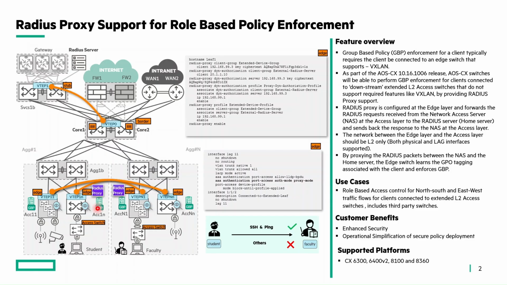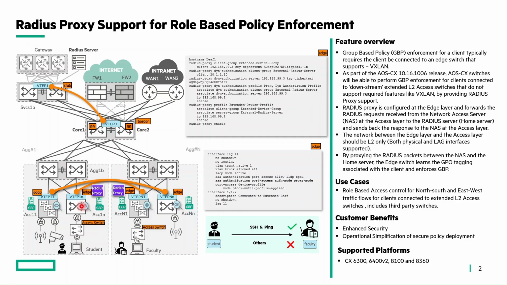So how does it achieve it? The edge switch acting as a radius proxy will forward the radius request received from the network access server at the access layer to the actual radius server, that is, the home server, and also returns the responses received from the radius server to the access switch. So primarily the edge switch will act as the radius server for the access switch.